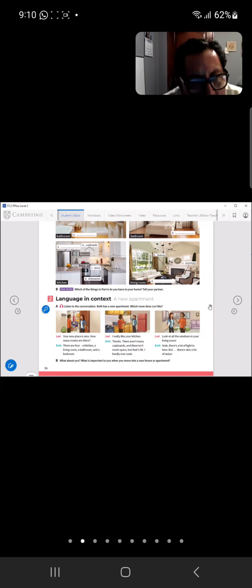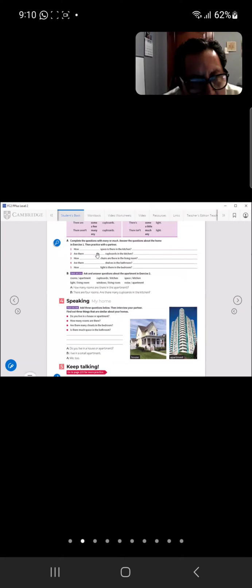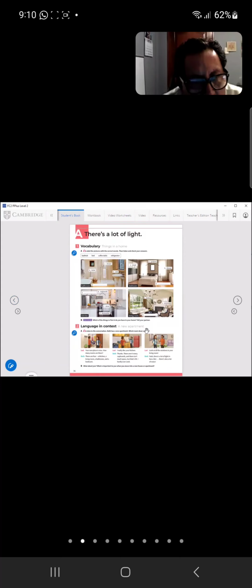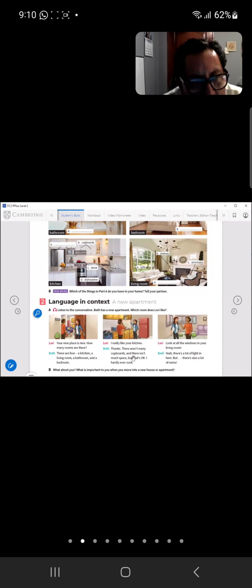So what do I mean? The question is, how much space is there in the kitchen? What is the answer? There isn't much space in the kitchen. Look at why. There isn't. Look at my little hand. Mire mi manito.